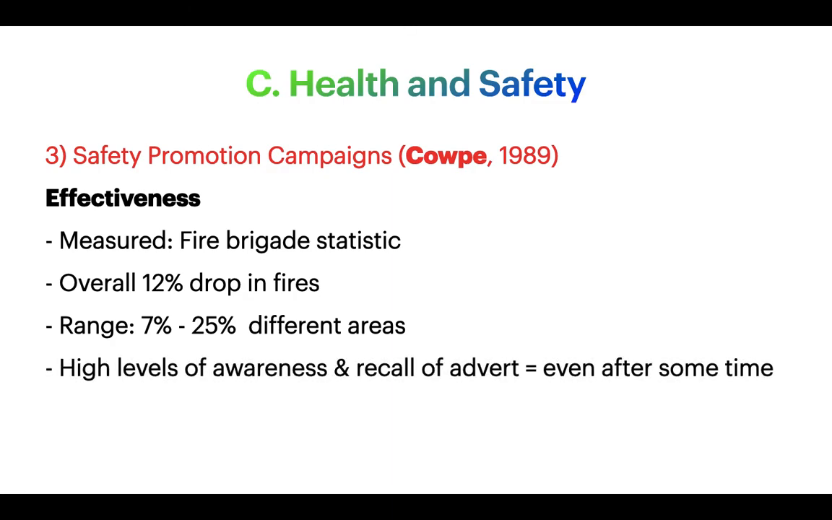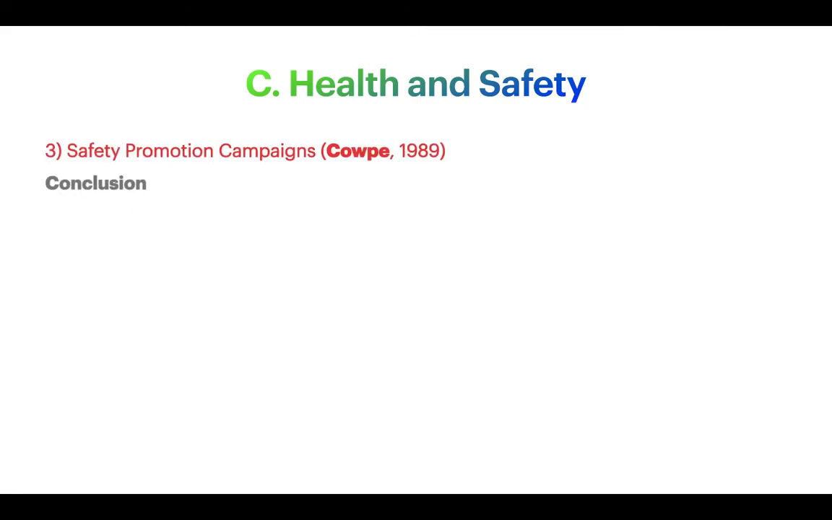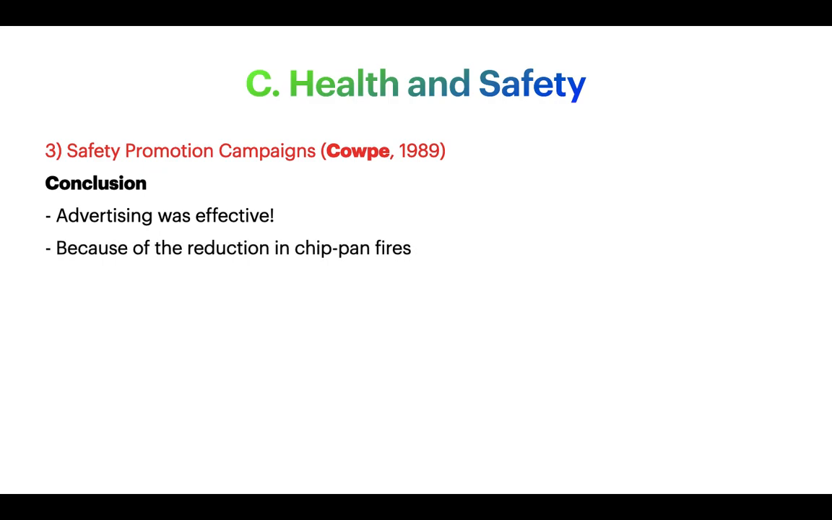There were high levels of awareness and recall of adverts, even after some time. So after the adverts were shown, people still remembered, hey, I remember that ad showing us what to do in the case of a fire, and they remembered what they needed to do. In conclusion, advertising was effective. One of those rare opportunities where I can say it was effective because there was a reduction in chip pan fires. But what we don't know is which part improved.